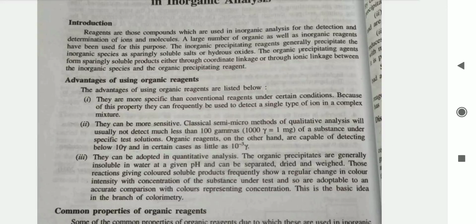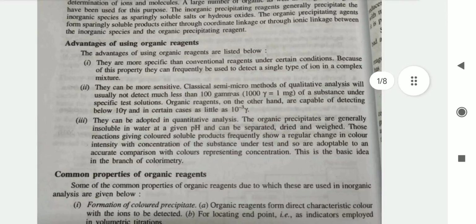Third, they can be adopted in quantitative analysis. The organic precipitates are generally insoluble in water at a given pH and can be separated, dried, and weighed. Those reactions giving colored soluble products frequently show a regular change in color intensity with concentration of the substance under test and so are adaptable to an accurate comparison with colors representing concentration. This is the basic idea in the branch of colorimetry.